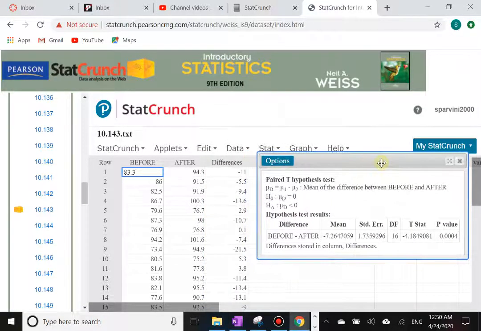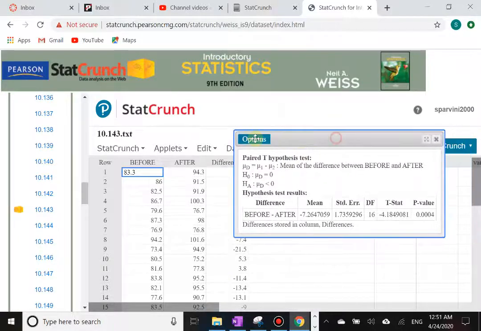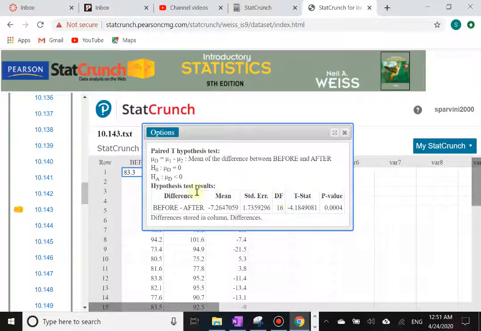Two things happened. First, you got the output. The other thing that happened is right here. See the differences I had in my Excel spreadsheet? We now have these differences here. And this is exactly the output that I had copy and pasted into my note. So that's how you get this.